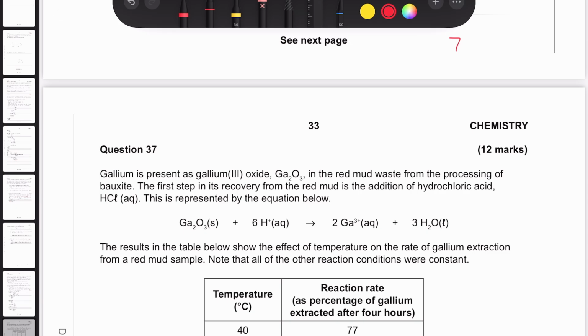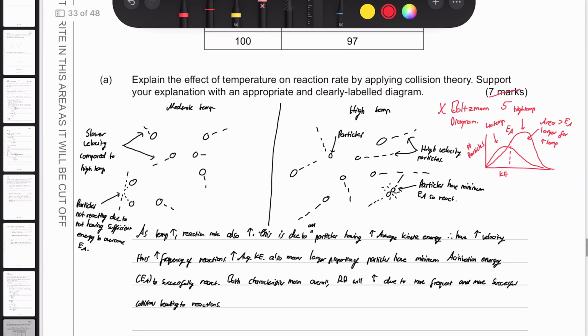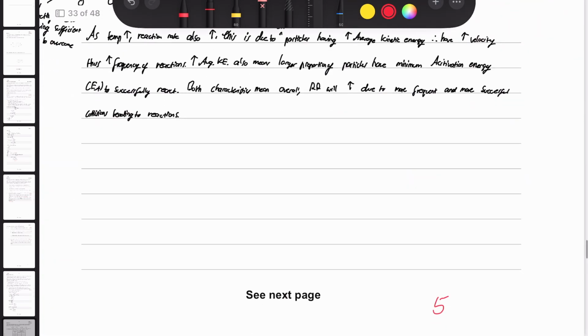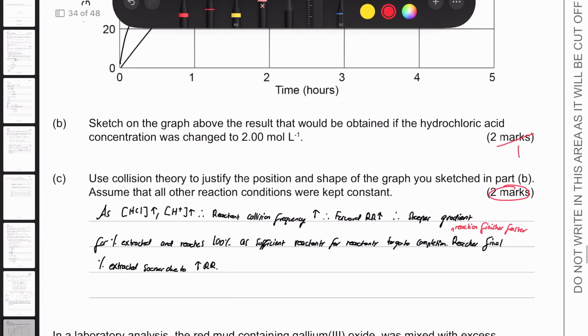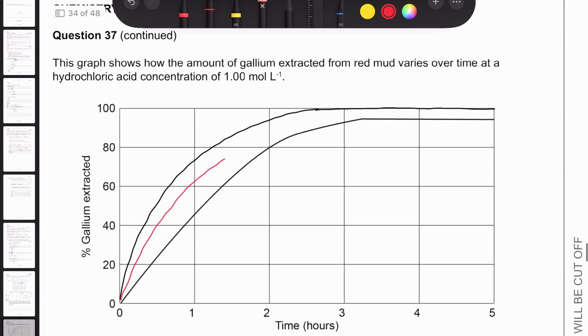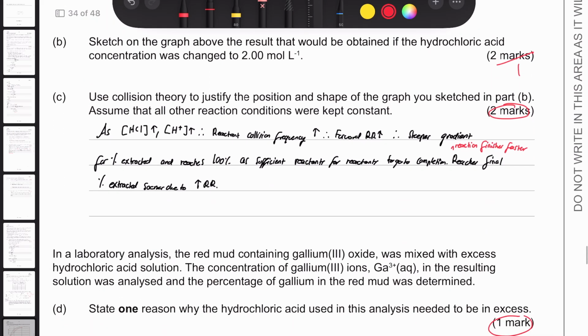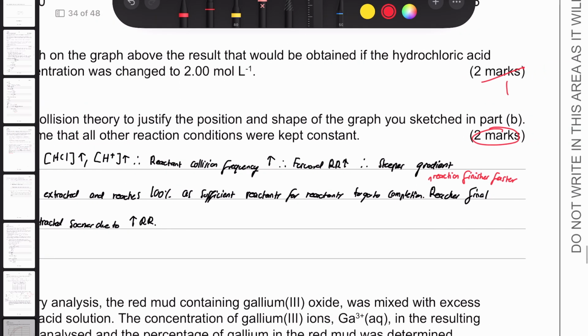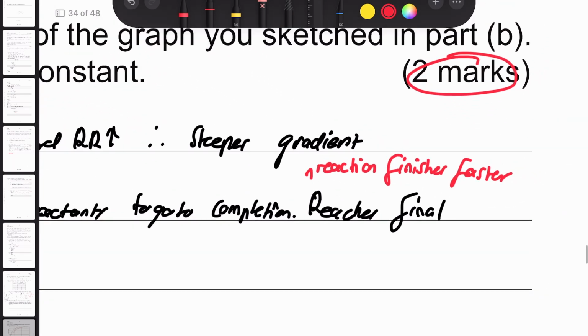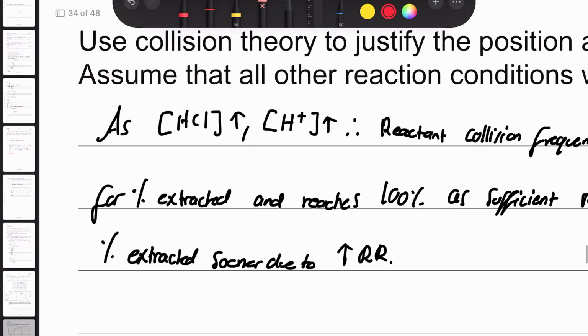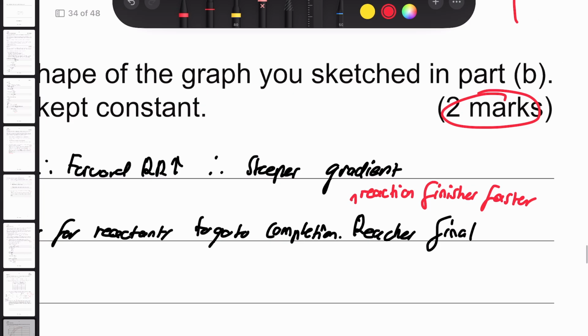37, yeah. It's blocked off for copyright, so I don't know what it looks like, but I assume it's something like this. Here I got 1 mark off because you were supposed to make it go to the same final concentration. Just kind of annoying. I guess that HCl wasn't limiting, but I did get 1 for a steeper gradient. But here, reactants, steeper gradient, and the reaction finishes faster, which is fine. I said reaches final percent extracted sooner, but same thing.